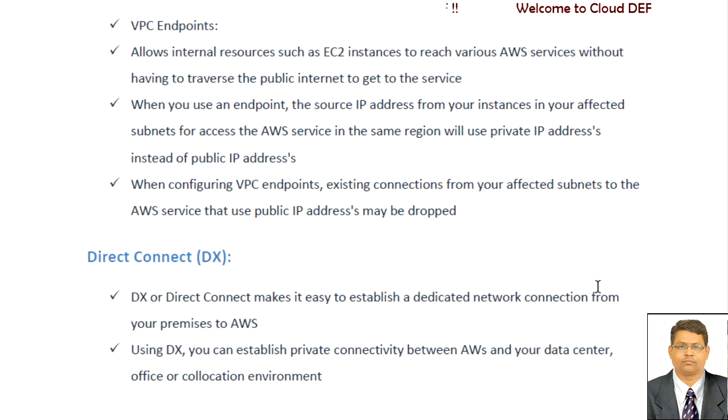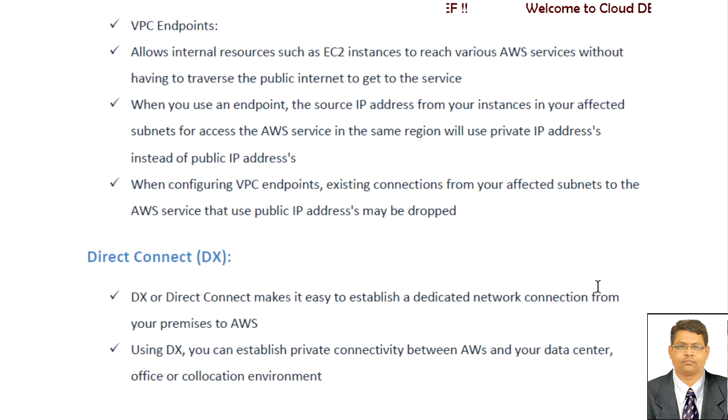VPC endpoints. These allow internal resources such as EC2 instances to reach various AWS services without having to traverse the public internet to get to the service. When you use an endpoint, the source IP addresses from your instances in your affected subnets accessing the AWS service in the same region will use private IP addresses instead of public IP addresses. When configuring VPC endpoints, existing connections from your affected subnets to the AWS service that use public IP addresses may be dropped.